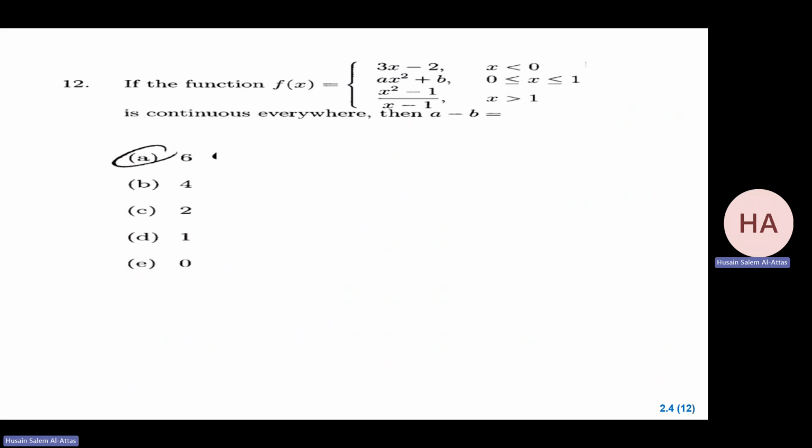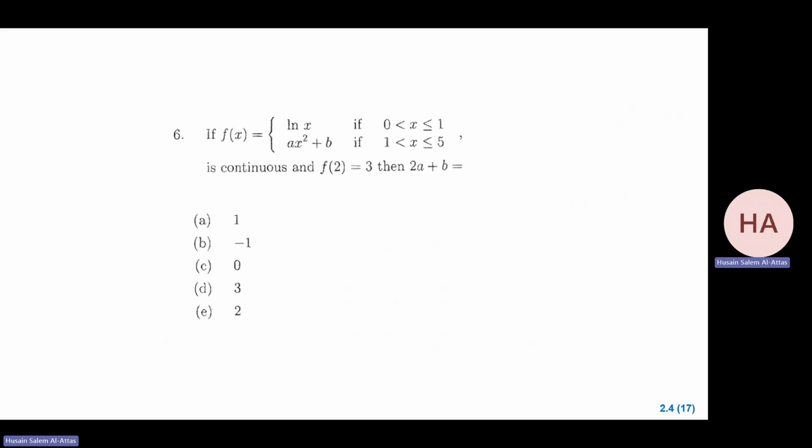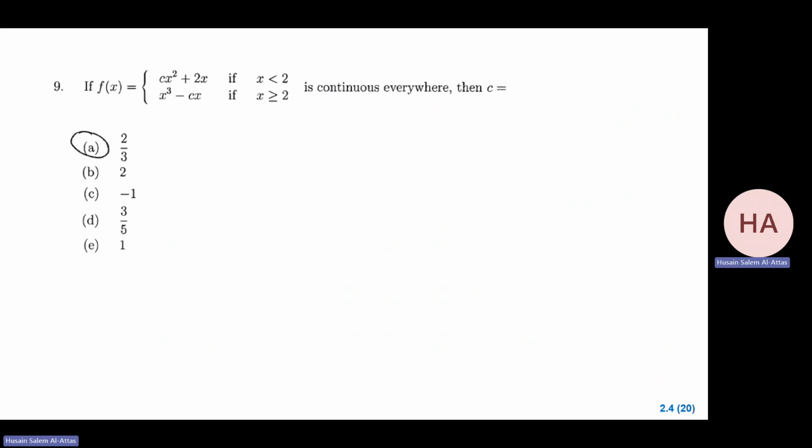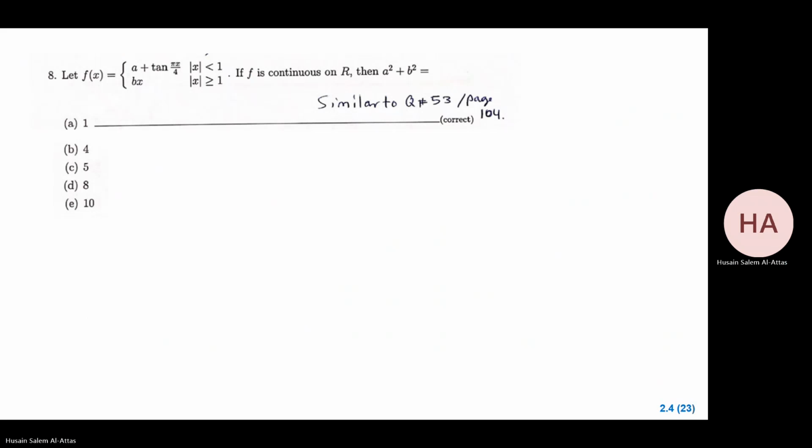If it is continuous everywhere, the same idea, then I just need to find a and b, the same idea. And I think we'll do a lot of problems. This question is usually repeated many times.